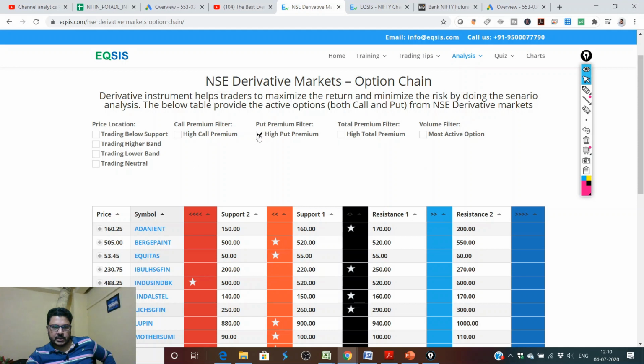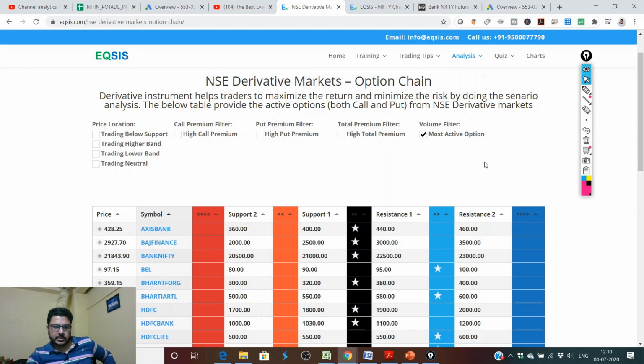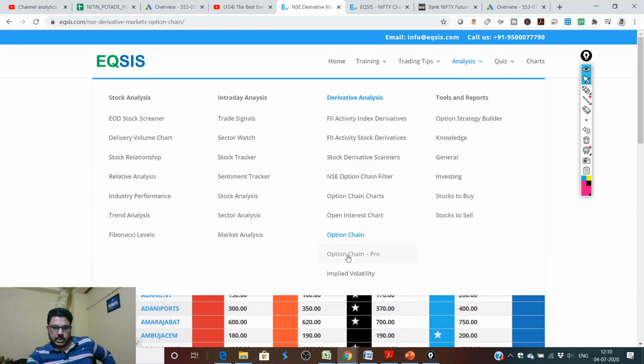So you can do a filtering and you can see trading below support, trading neutral, high total premium, most active open. Axis Bank is most active, 428 is the price and it is near the resistance number 1. So you can expect some call from here. If it breaks this, then you can go for a call buying of 440. So like this you can filter and it's a very good tool. And there is something called as Option Chain Pro.